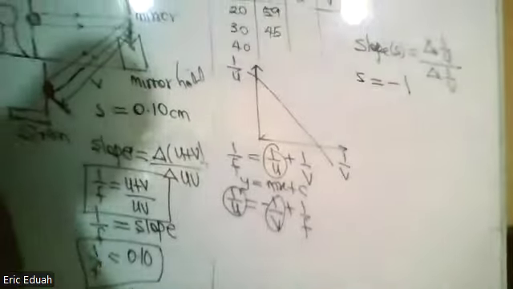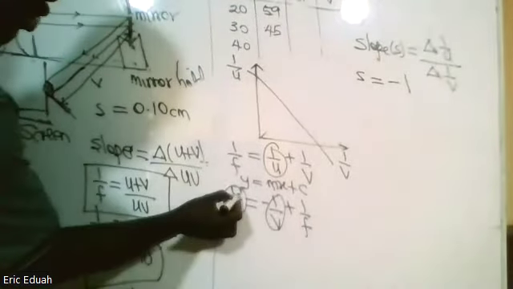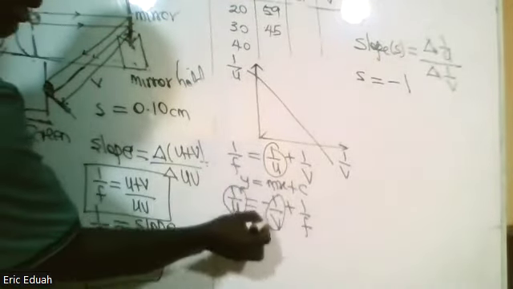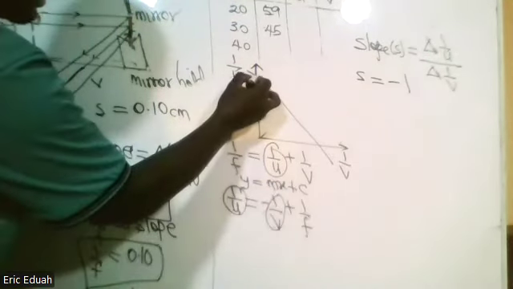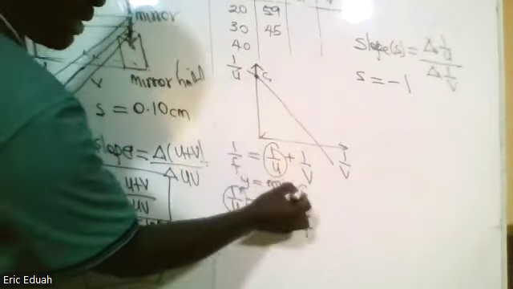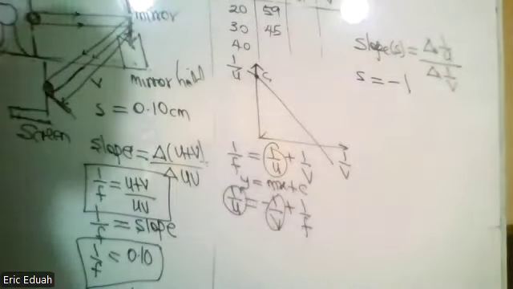Then you see, when we compare, 1 over u is y, 1 over v is x, the intercept on the vertical axis c must be equal to 1 on f.